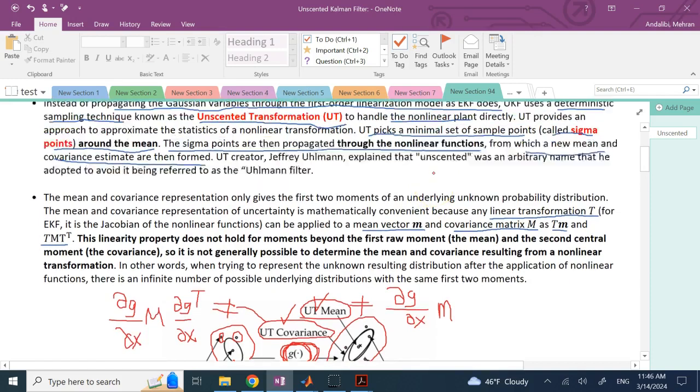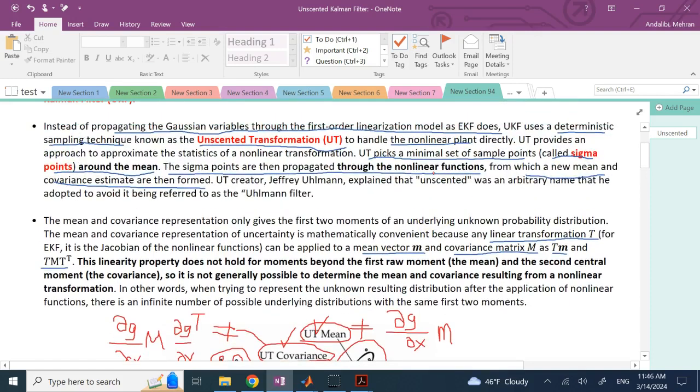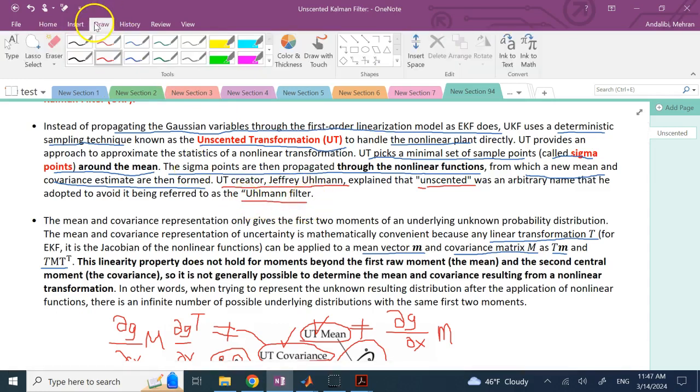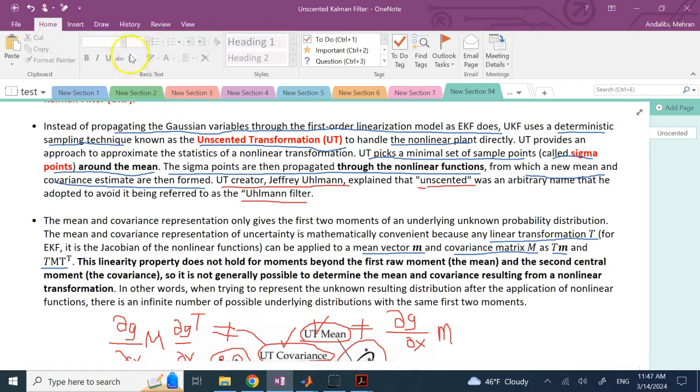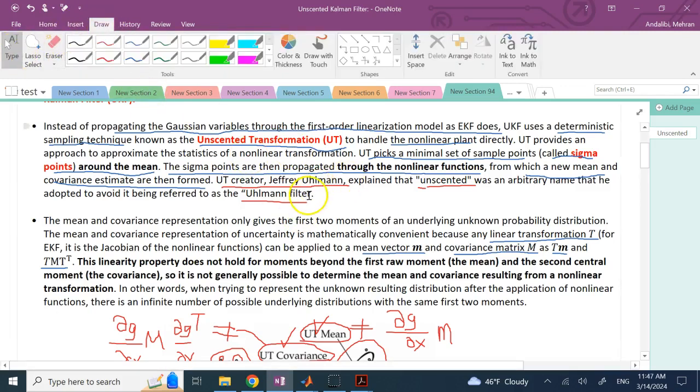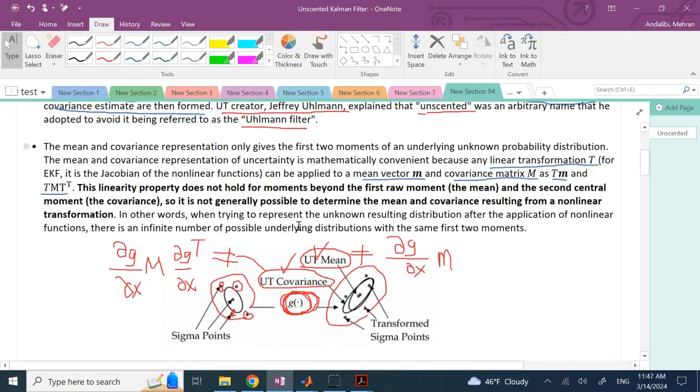One thing I need to mention is the name unscented is not really referring to anything special. The unscented transformation's creator, Jeffrey Ullman, said that he picked this name to really not refer to anything, because his name also starts with the letter U. He did not want this filter to be called the Ullman filter, so he picked some arbitrary random name apparently for it, and he called it the unscented filter, just if you're curious where the name comes from. Okay.